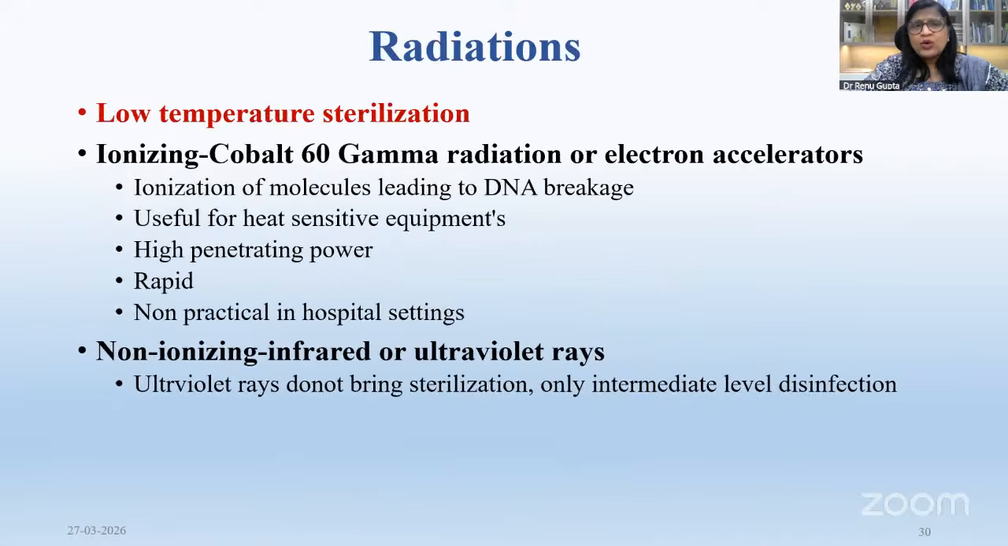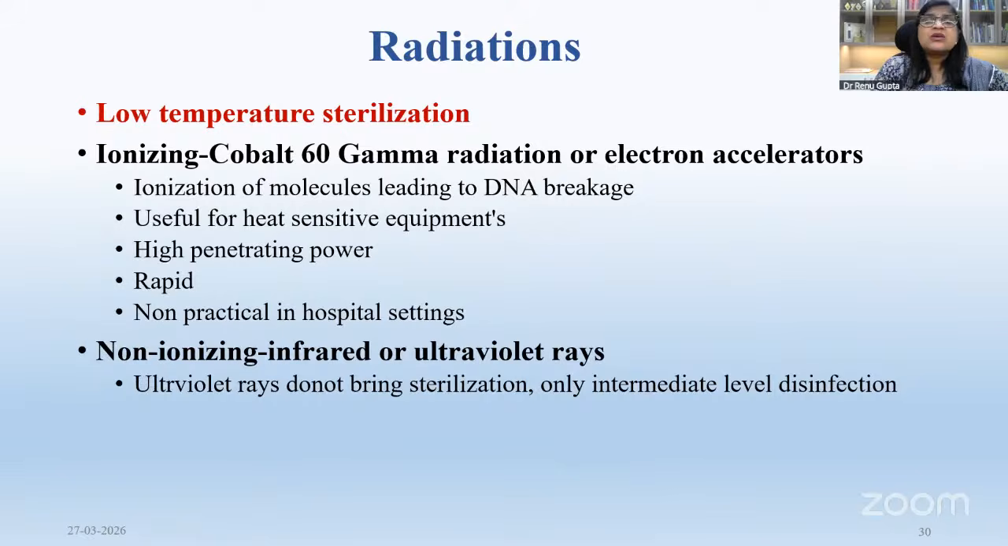Radiation is also a low temperature sterilization technique. We have ionizing and non-ionizing radiations, cobalt 60 gamma radiation or electron accelerators. If you have not seen, please go and see those syringes which are available. Just read the wrapper, you will find it is written that sterilized by using gamma radiation. It is used in industries, not in hospital. Gamma radiation has high penetrating power and is very good for manufacturers, for big industries.